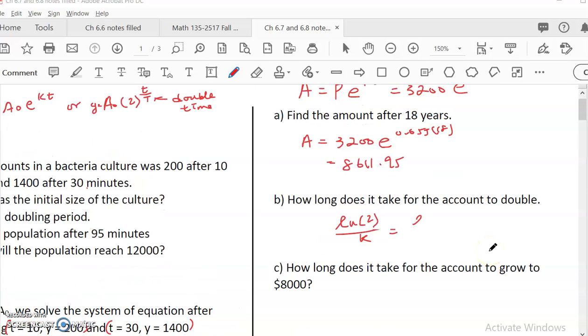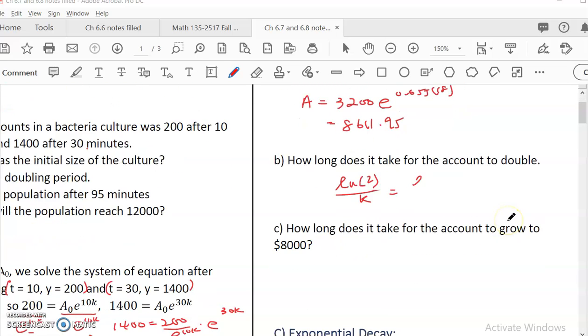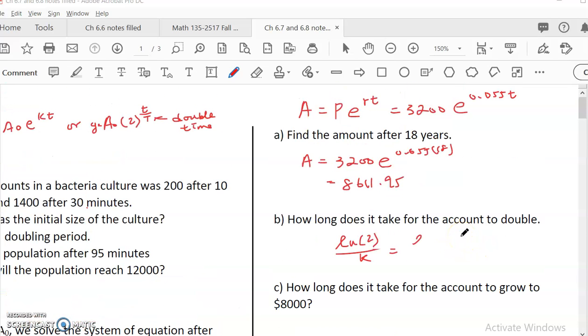We were working on the last exponential growth example, but I didn't manage to finish it before the 15 minutes. So let me just finish it. This is an example about compound interest with a rate of 0.055.